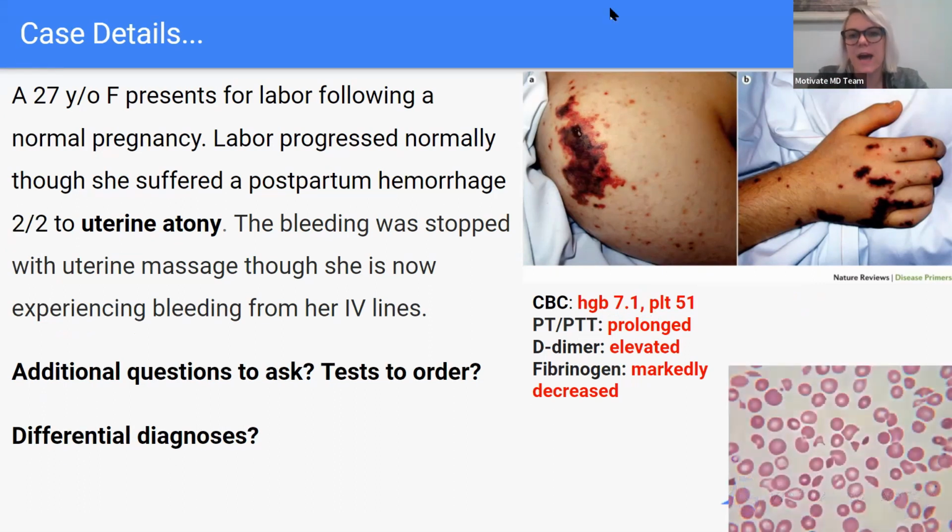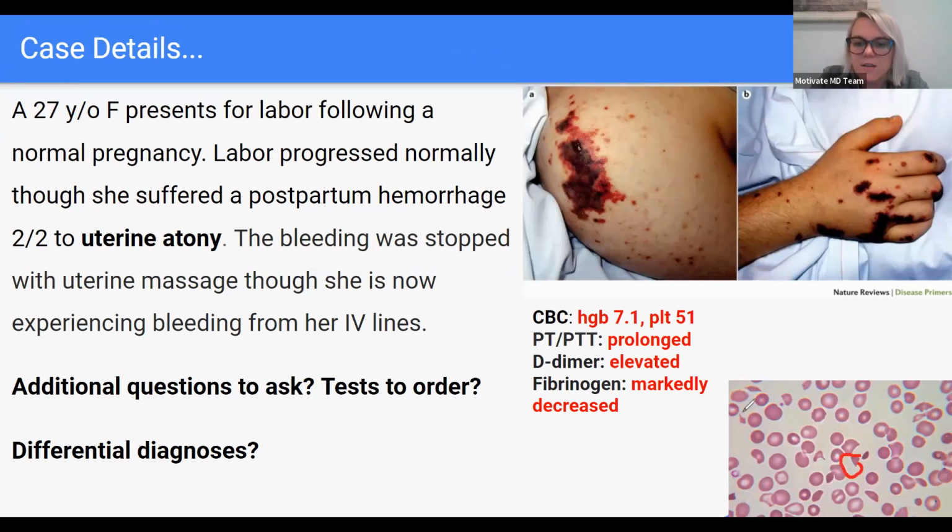Here is our blood slide. We see some schistocytes, another word for those is fragment cells. So we know that there's something going on here. Now, my question for you guys is, is this a primary or a secondary cause of hemostasis? Primary, secondary problem?